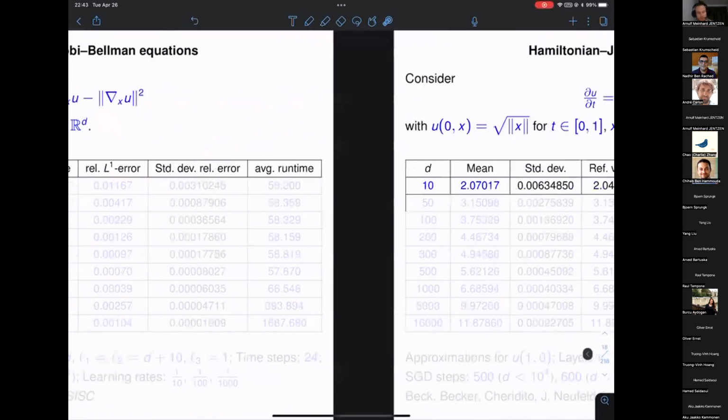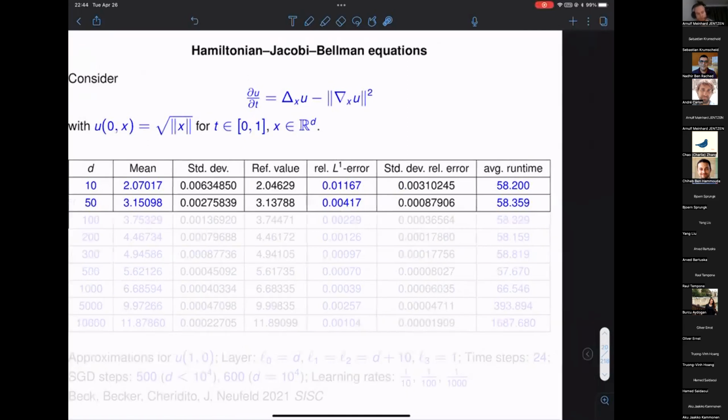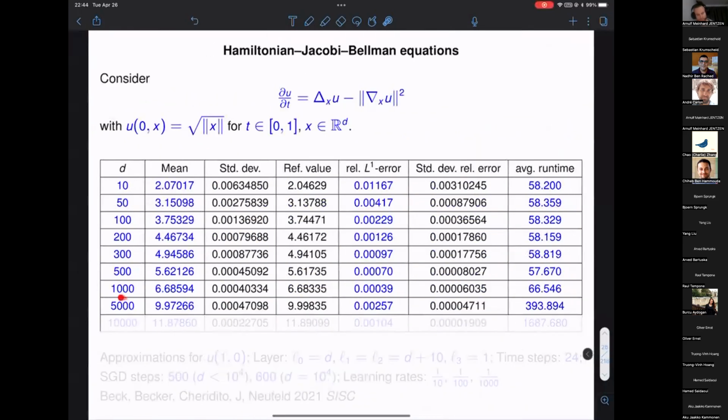You see here, for example, in 10 space dimensions, one gets a relative approximation error of 1/100 in like 1 minute of CPU time on one computer with a GPU. And then you see here in maybe 5,000 dimensions, one still gets a relative approximation error of 0.2% and 400 seconds of computation time, and even in 10,000 dimensions, the relative approximation error is 0.1%, and here in about half an hour.